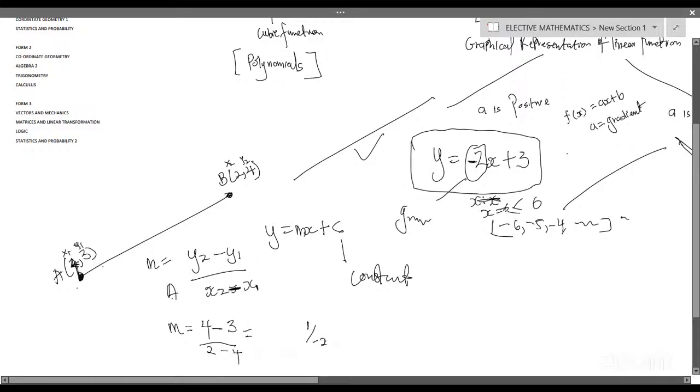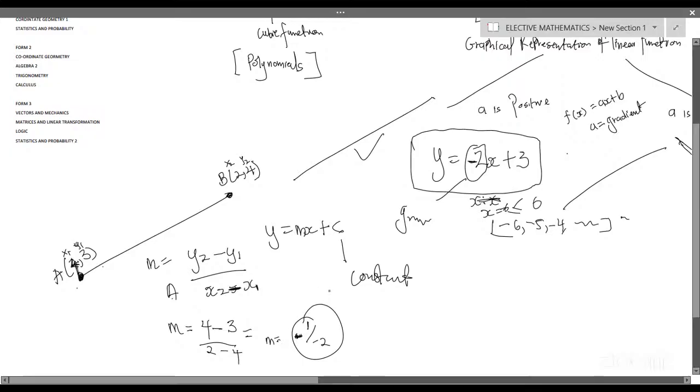All right, y minus, or minus 0.5. Okay, because this is 1 over negative 2. So that will be our gradient. So now we have our m, which is our gradient. We can now find our constant, which is c. We can pick any of the coordinates and use it to fit into our x and our y.